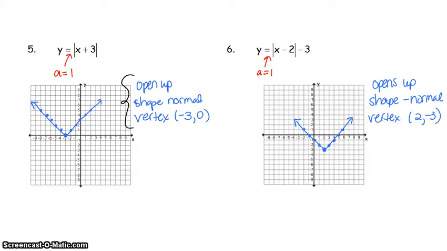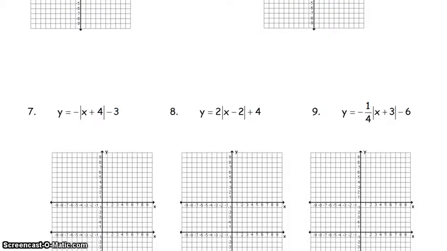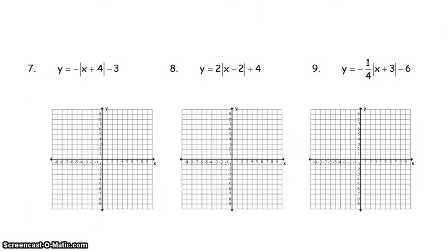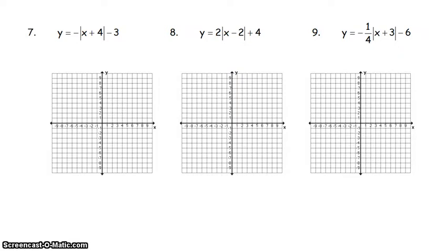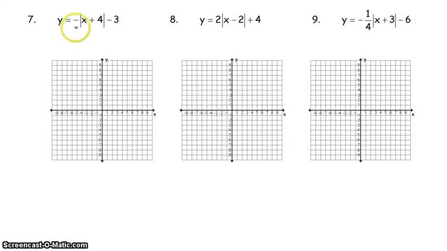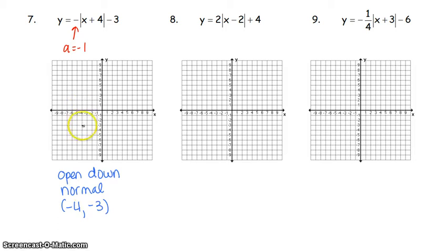Alright, 3 more graphs to go. Number 7, we've got y is equal to negative absolute value of x plus 4, minus 3. We've got our a value there is equal to negative 1. That means that our graph is going to open down. It's still a value of 1 though, so we're still going to have a normal shape. And then our vertex is going to be at (-4, -3). So we go left 4, down 3.